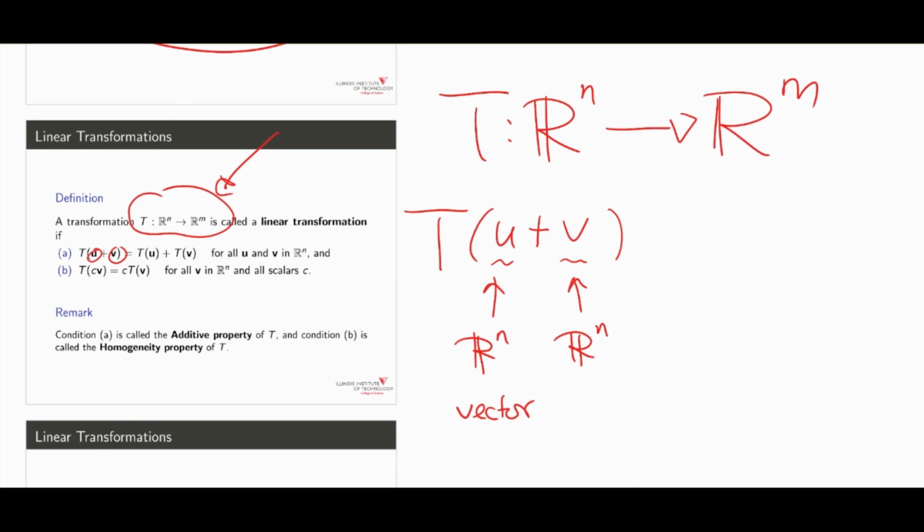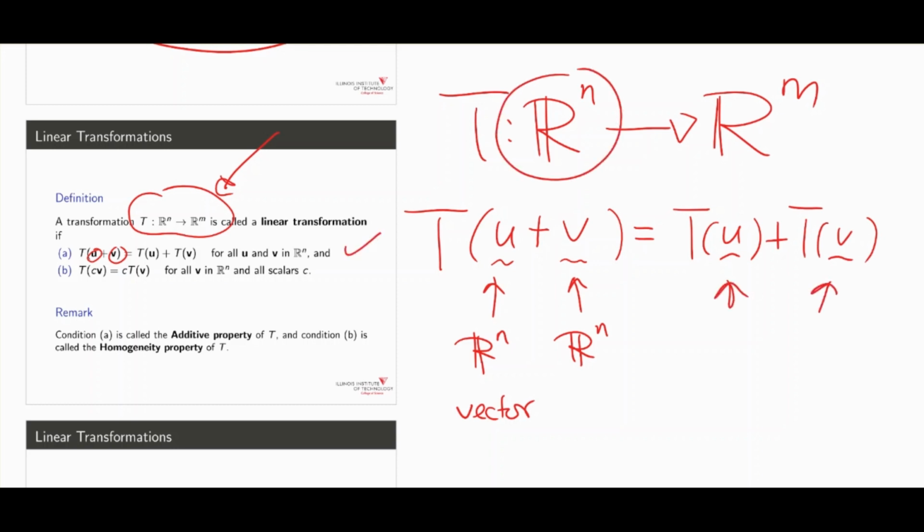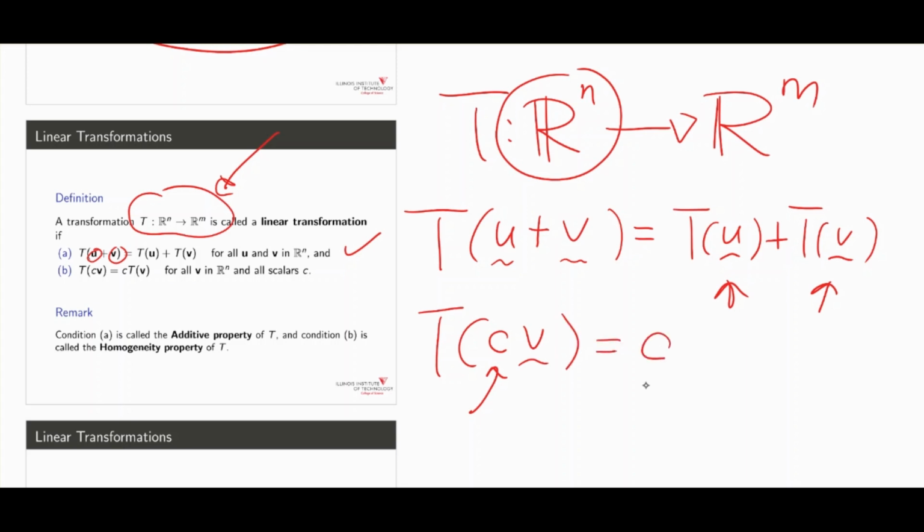So we want our transformations to satisfy this property. This is called the additive property. If you can find a transformation that satisfies this property for all the vectors in the input set, which is the domain, and also, if you take a constant, a scalar, which is just a number, and you can take the constant out and get the same result, this is called the homogeneity property.